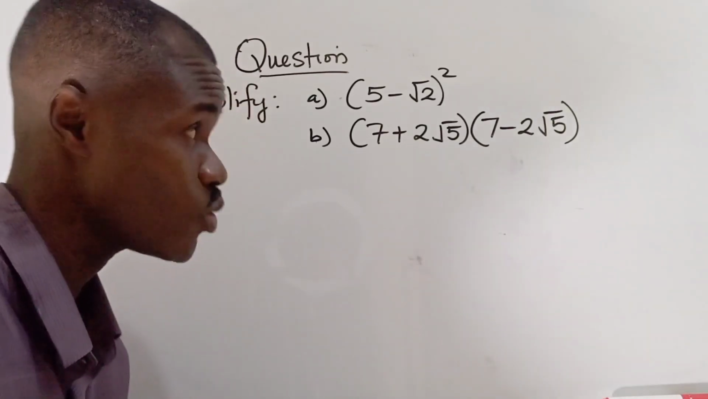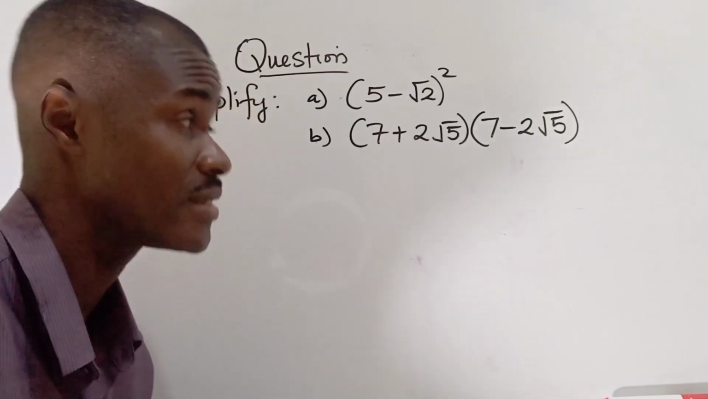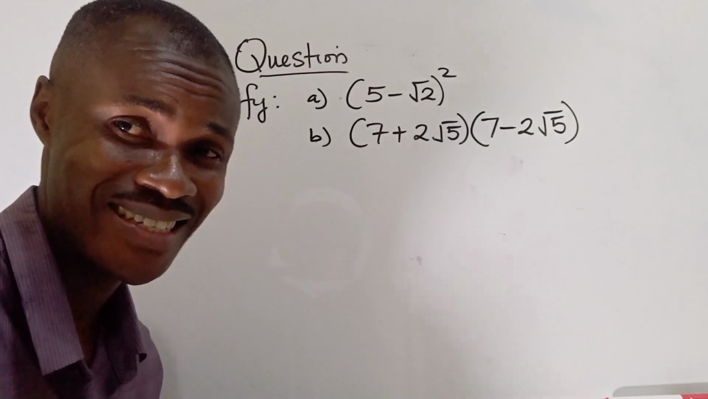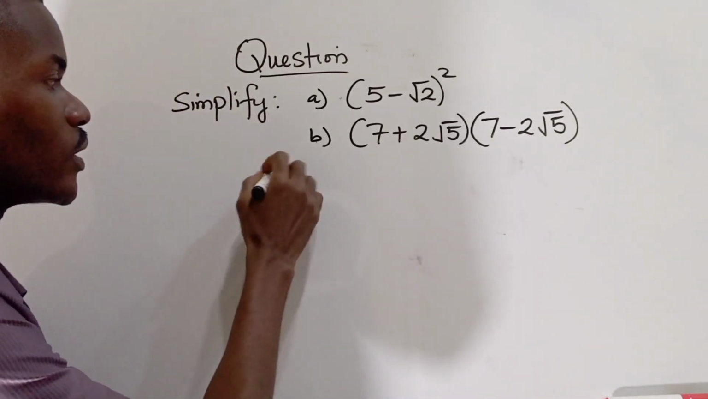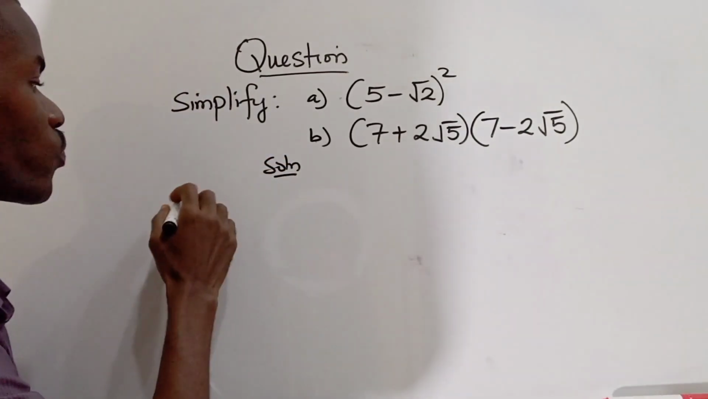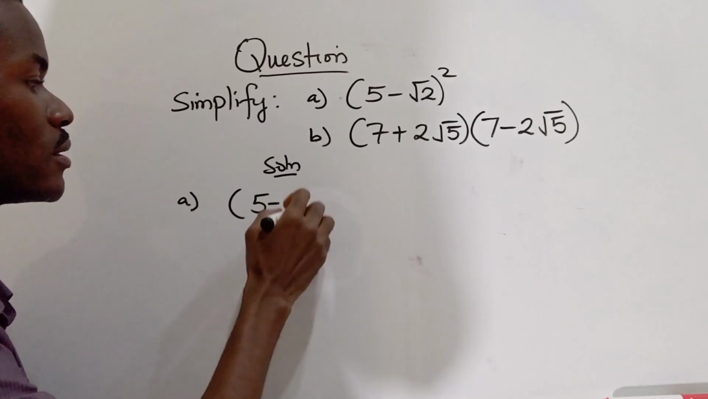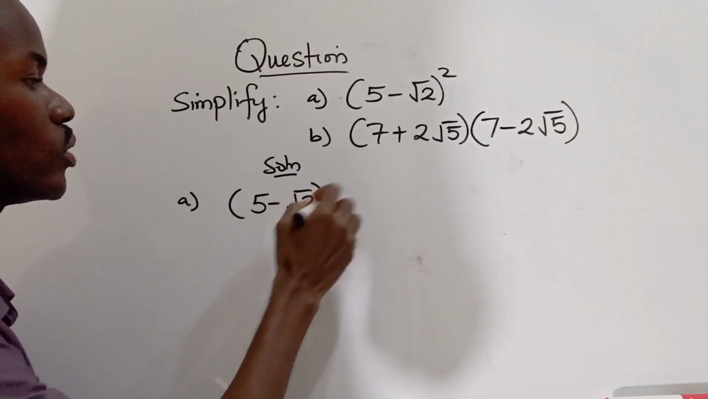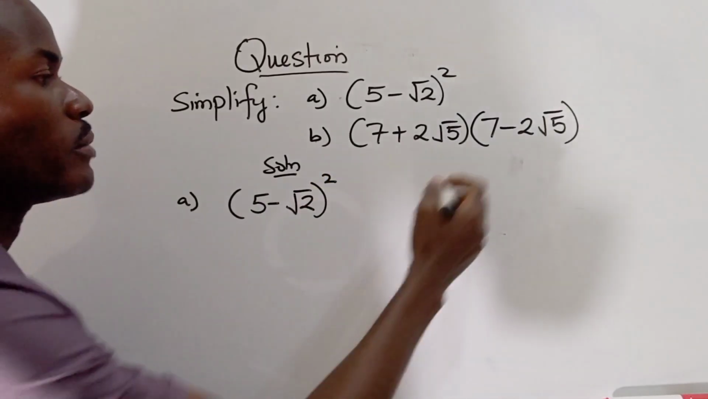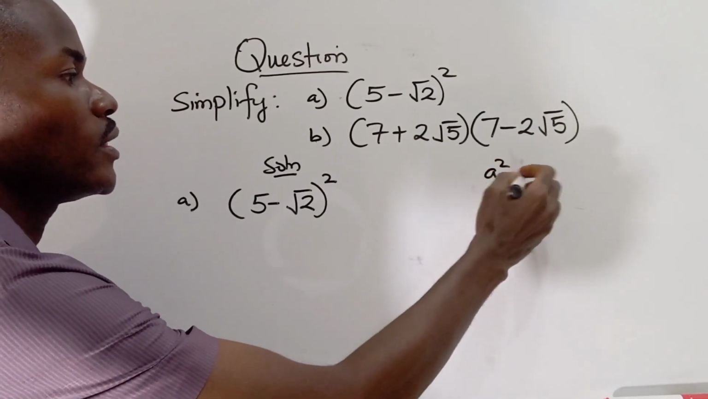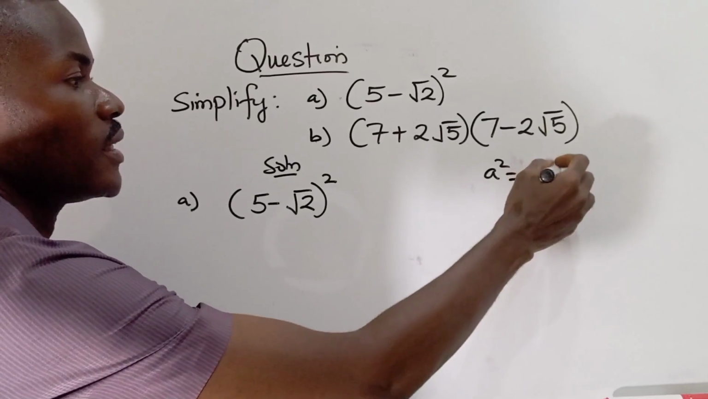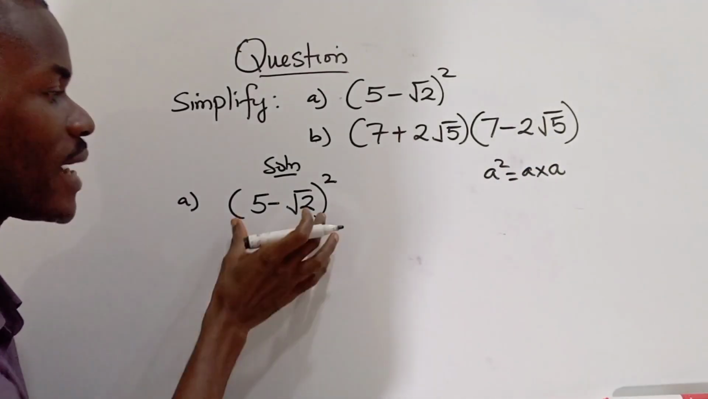Alright, so today's question is on surds. Let's work on our basic skills on surds. For the first problem, we have (5 minus square root of 2) raised to the power of 2. Remember, if you have a square, you want to write it as a times a. So we are going to apply that to this.